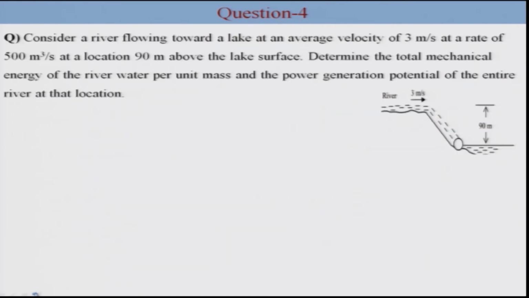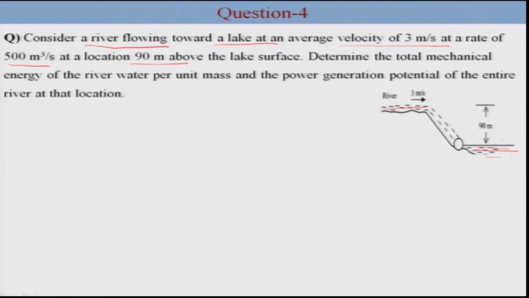Okay. Let us move to the next problem. The next problem is about a river which is flowing towards a lake at an average velocity of 3 meter per second at a rate of 500 meter cube per second, at a location 90 meter above the lake surface. So, this is a lake. The river is flowing at a velocity of 3 meter per second and the volume flow rate is 500 meter cube per second, and the height of the river above the lake is 90 meter.